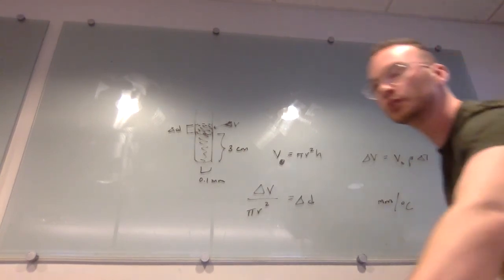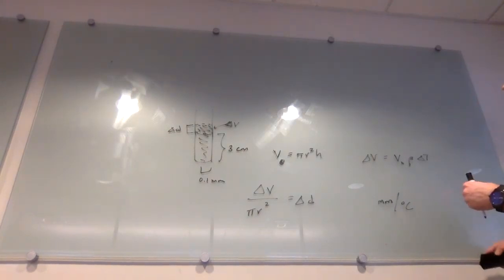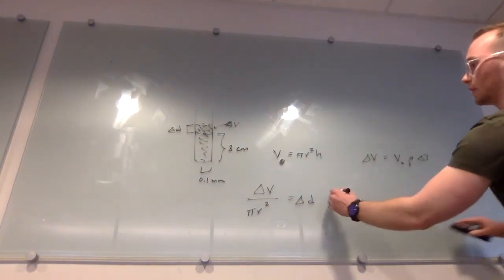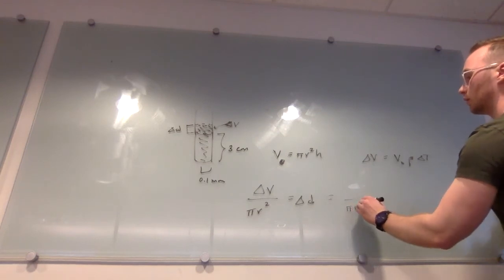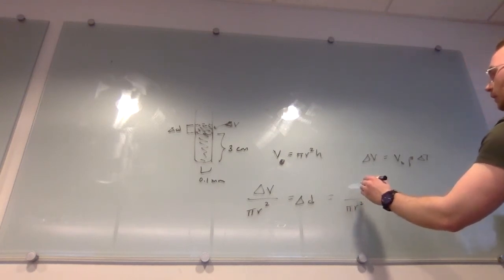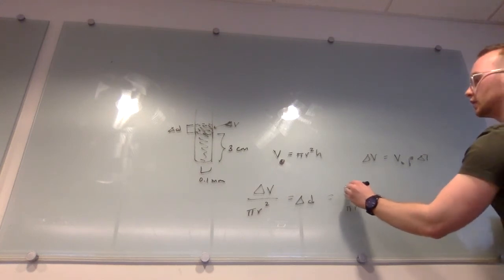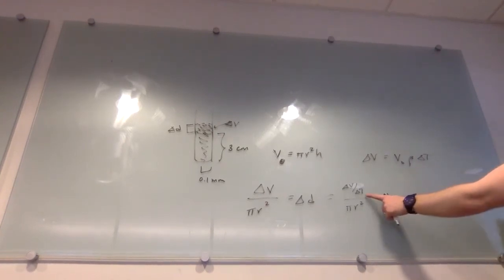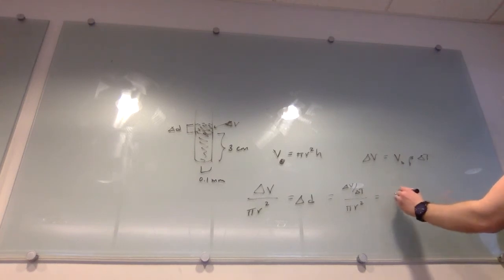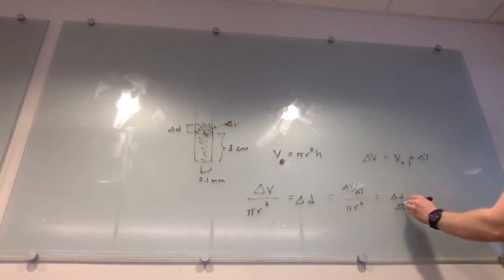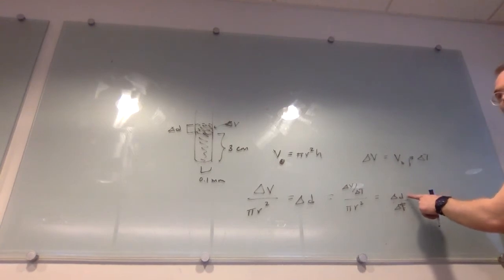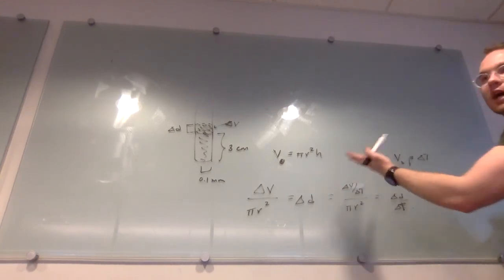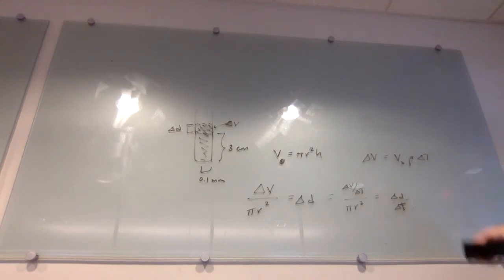Technically, if you wanted to be really careful about the units, we actually want delta V over delta T, which is equal to V naught times beta. And then we'll get delta D over delta T, and this will actually be millimeters per degree Celsius. So you could do it that way, or you could just plug in 1. It's the same thing. Awesome.